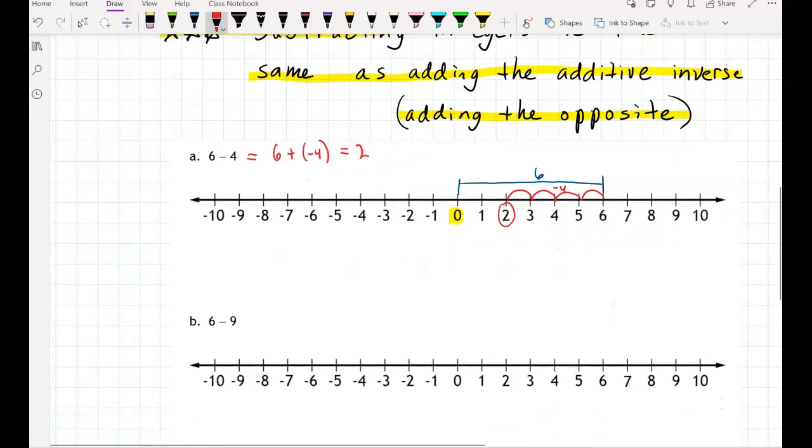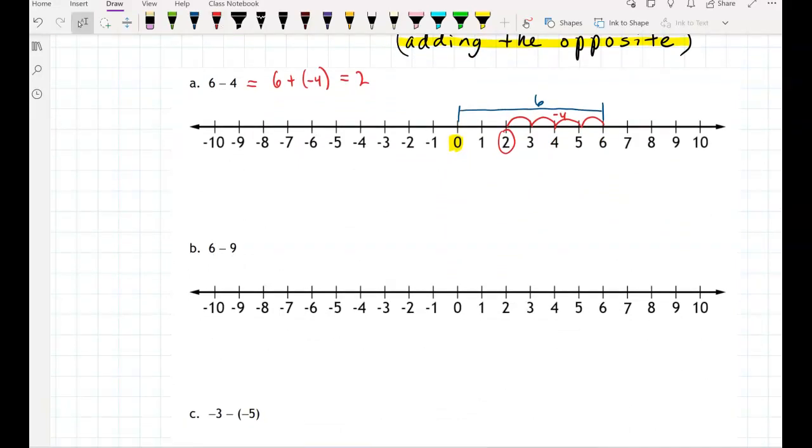Okay? Let's take a look at another example. 6 minus 9. Adding the opposite. 6 minus 9 is the same thing as 6 plus the opposite of 9, which is negative 9. 6 plus negative 9. Let's use our number line. Make sure you're copying all this down. Start at 0. I'm going to go to 6. There's my 6.